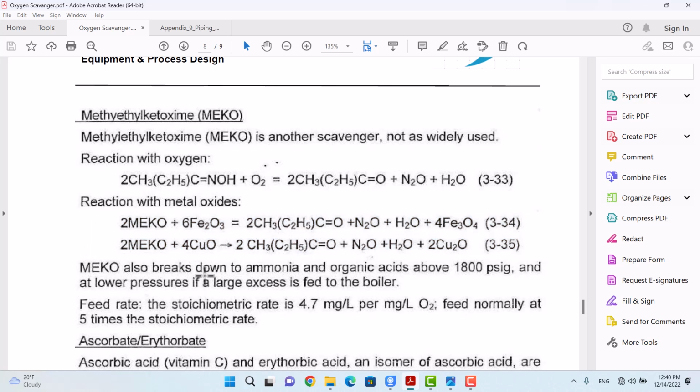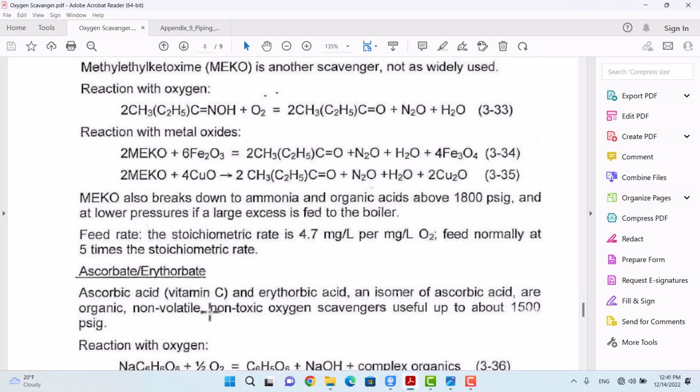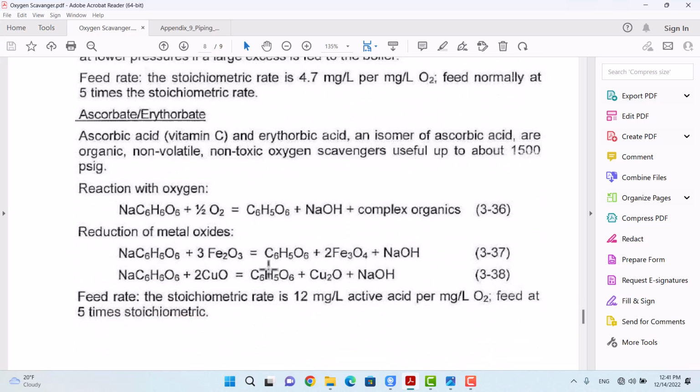MECO also breaks down to ammonia and organic acids above 1800 psi gauge, and at low pressure if a large excess is fed to the boiler. Feed rate: the stoichiometric rate is 4.7 ppm per ppm of oxygen. Feed normally at 5 times the stoichiometric rate.